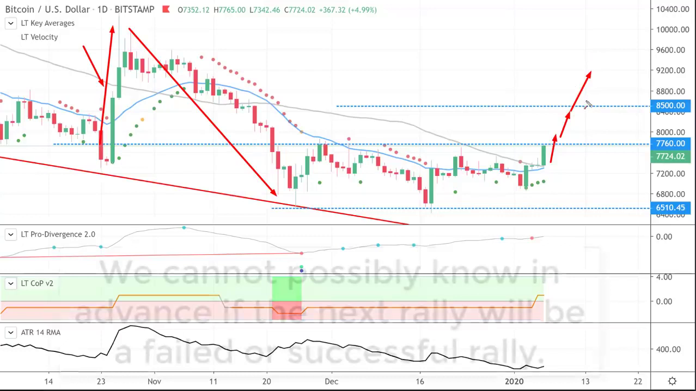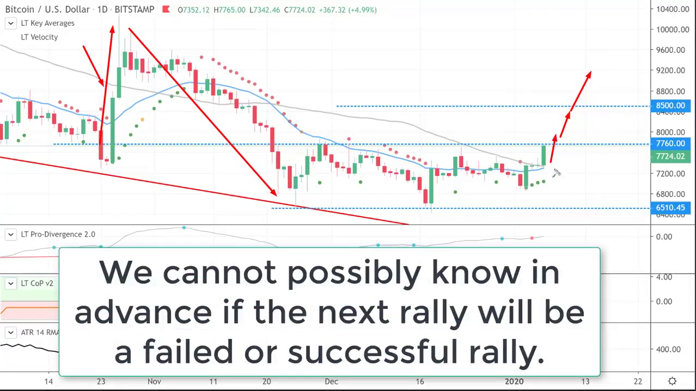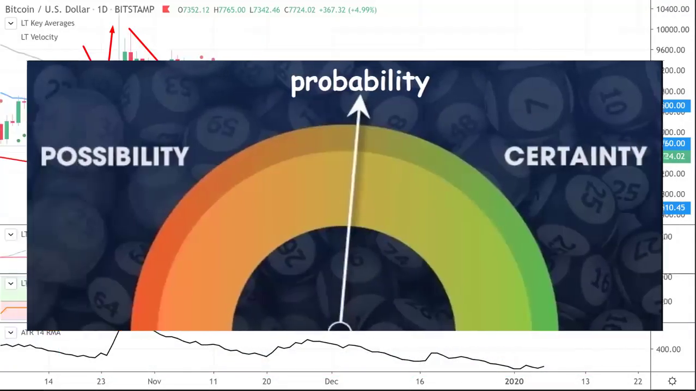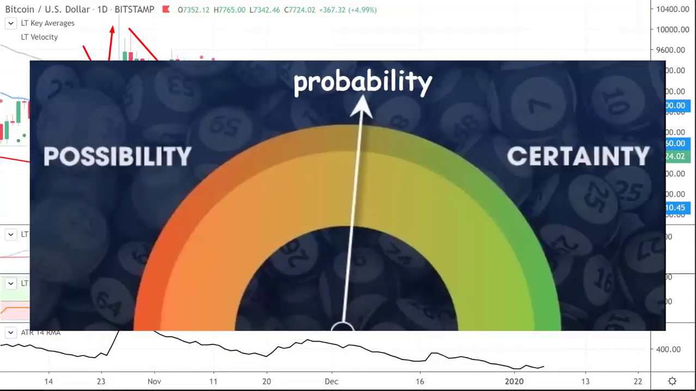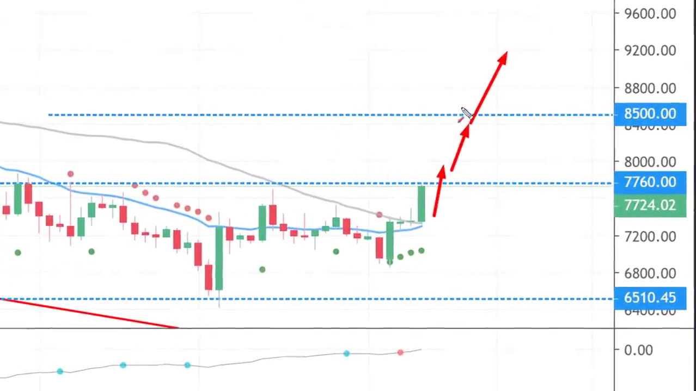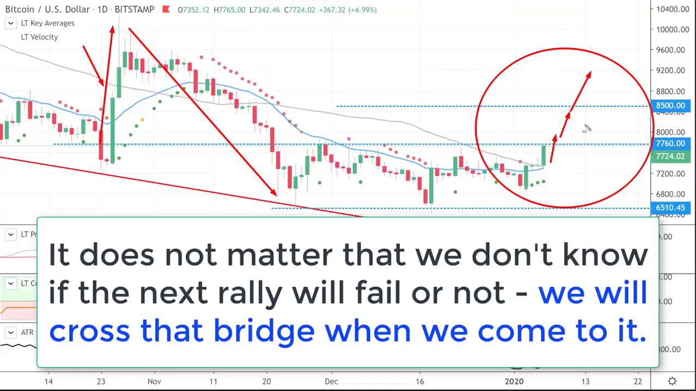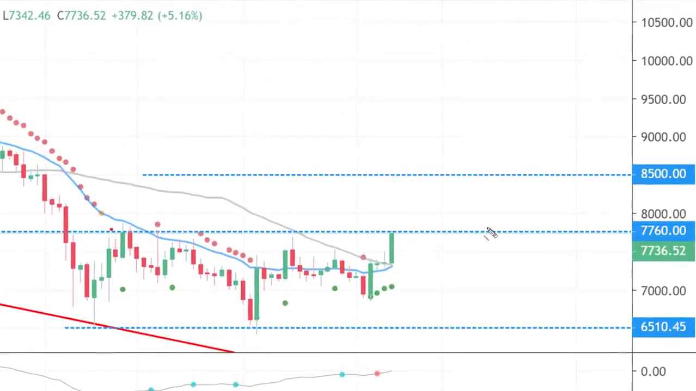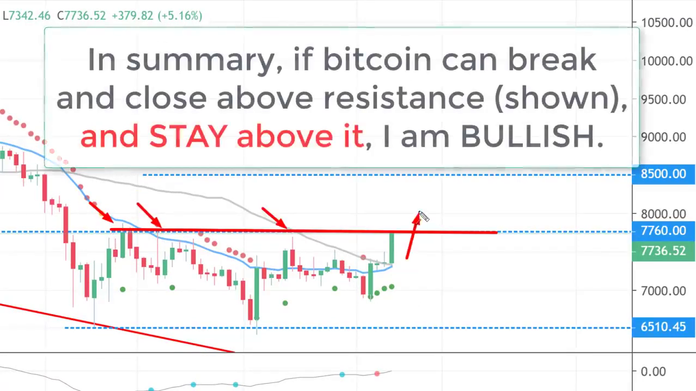Well, here's the thing, guys, we don't know. There's no way we can possibly know that the next rally is going to be a failed or a successful rally. The bottom line is, as I'm sure you probably know, this is a game of probabilities. There are no certainties, there's only probabilities. So we don't know if the next rally is going to succeed or fail. Let's see what the price tells us, and there are ways we can actually find out if the rally is going to succeed or not. Just to be clear, if Bitcoin can successfully break above this level of resistance, this level I mentioned here in this video, if we can close above that level and remain above it, I'll be bullish. But below this level, I'm not interested.